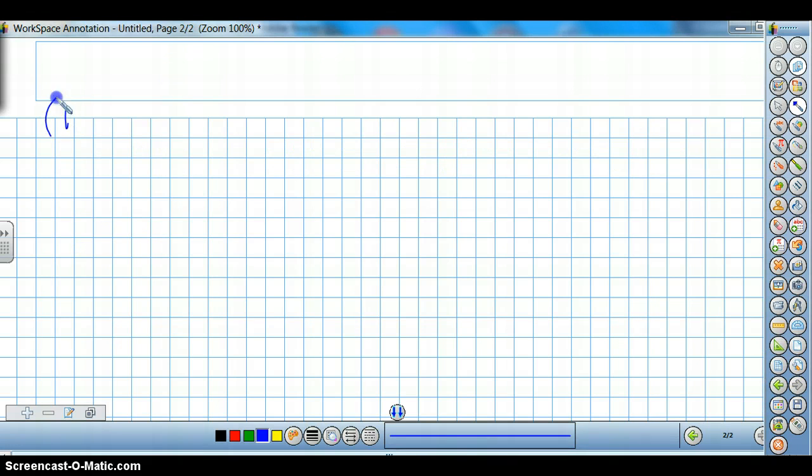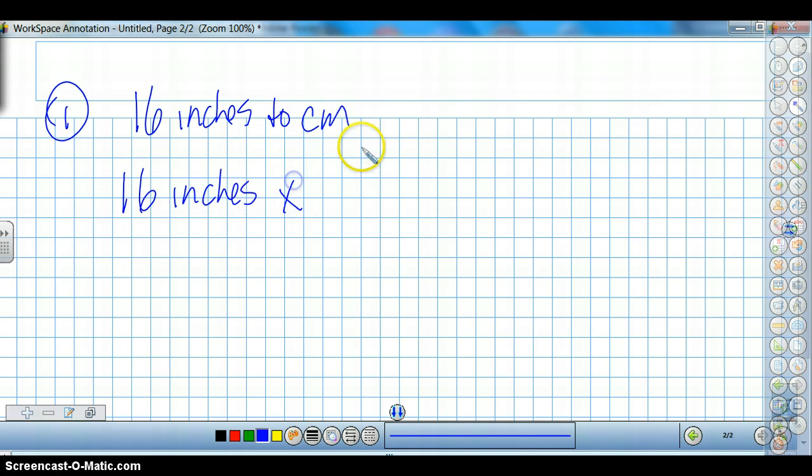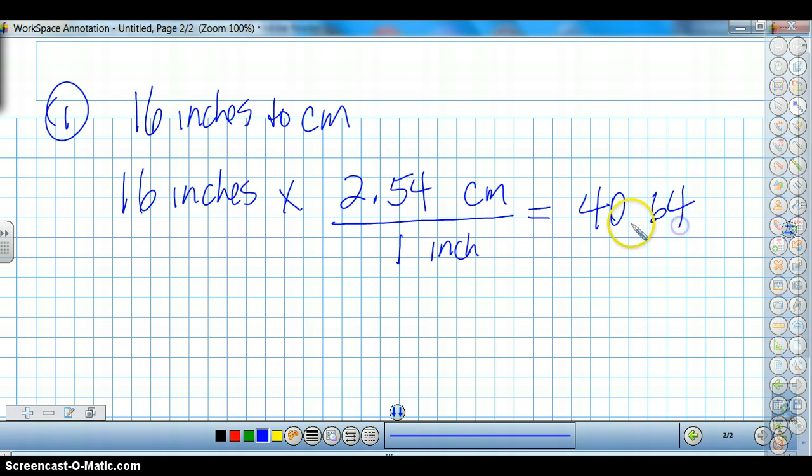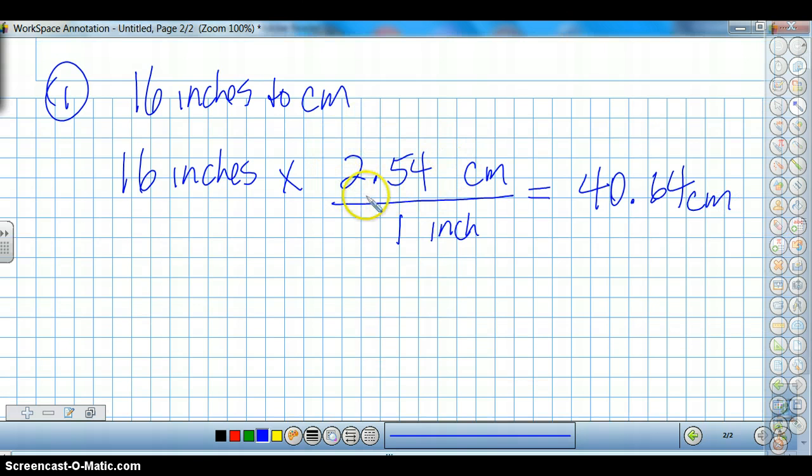The first one is 16 inches to centimeters. So I take 16 inches and multiply by the factor, which is 2.54. If you want to get technical, this is 2.54 centimeters in 1 inch. And when you do this calculation, you end up getting 40.64 centimeters.